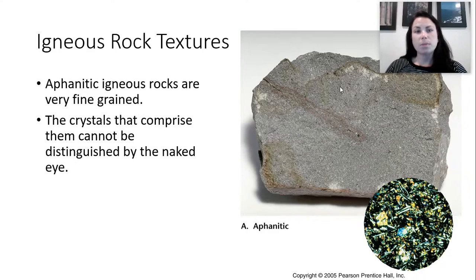So here are some more examples of those different rock textures. Aphanitic igneous rocks are very fine grained. When we look at this rock, you can't really pick out any individual grains just to the naked eye, but if we were to look much closer or with a hand lens, you'd be able to see that they're all very small. The crystals that comprise them cannot be distinguished by the naked eye. So this rock is called aphanitic.